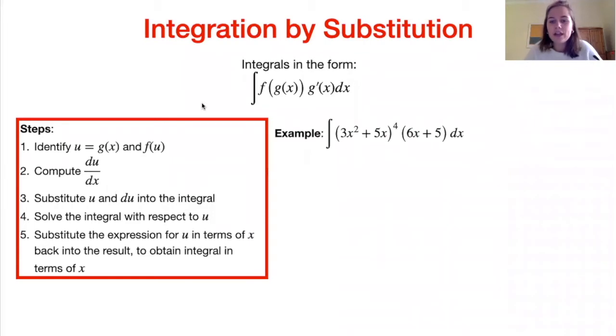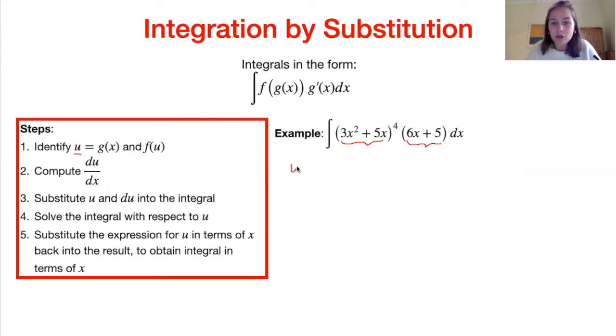First of all then, we've got the integral of (3x squared plus 5x) all to the power of 4 times (6x plus 5) dx. So what you need to do is you need to pick out a function and its derivative. So we see that 6x plus 5 right here is actually the derivative of 3x squared plus 5x. So that's a good starting point. What we said in our method, we had to identify this function u and our function f of u.